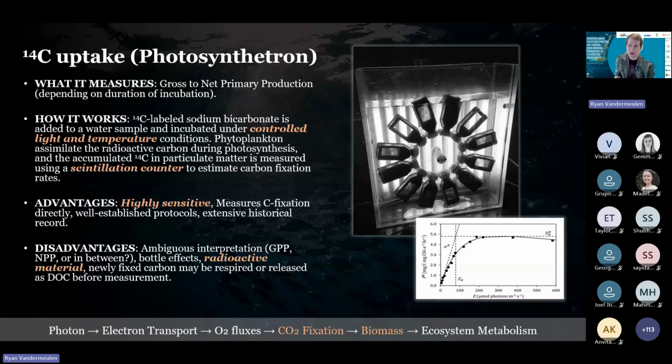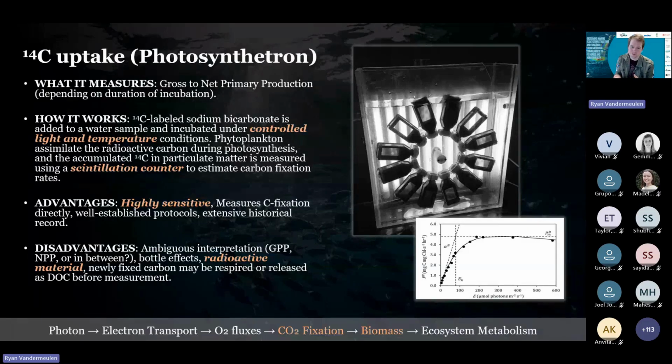Now, phytoplankton are not all living under the same light conditions. So a cell living near the surface experiences intense sunlight, while a cell deeper in the water column experiences much less light. So rather than just one bottle, we can create a series of controlled light environments. So this is the idea behind the photosynthetron, a device here that allows us to expose samples to a gradient of different light intensities and then measure how carbon fixation responds accordingly.